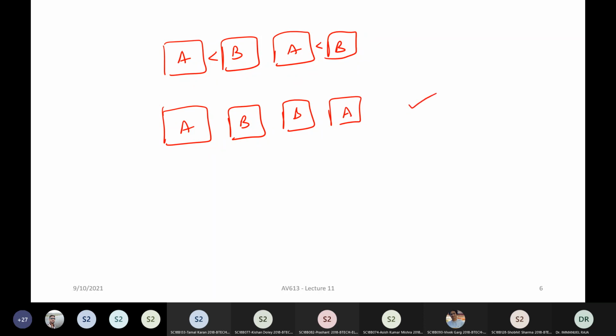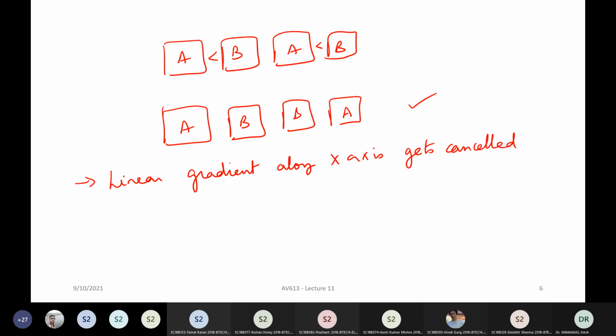If you do this, what happens? If you have a linear gradient along the x-axis, let me just write it down here, linear gradient along x-axis gets cancelled, right? So this type of layout is what is called the common centroid layout technique.